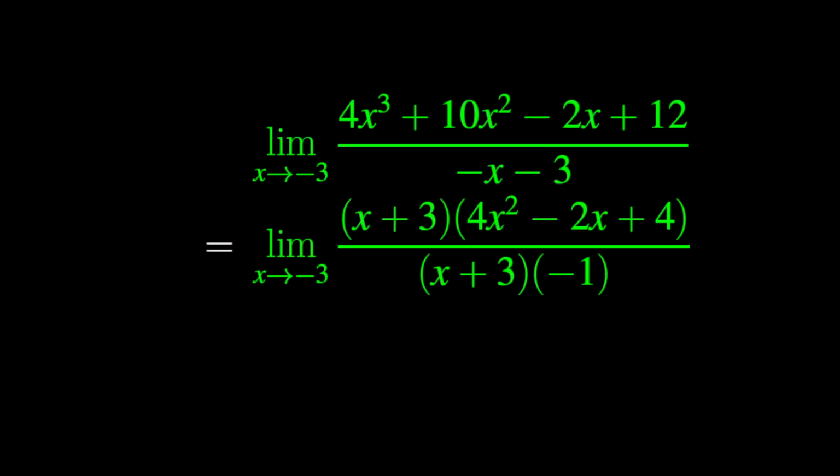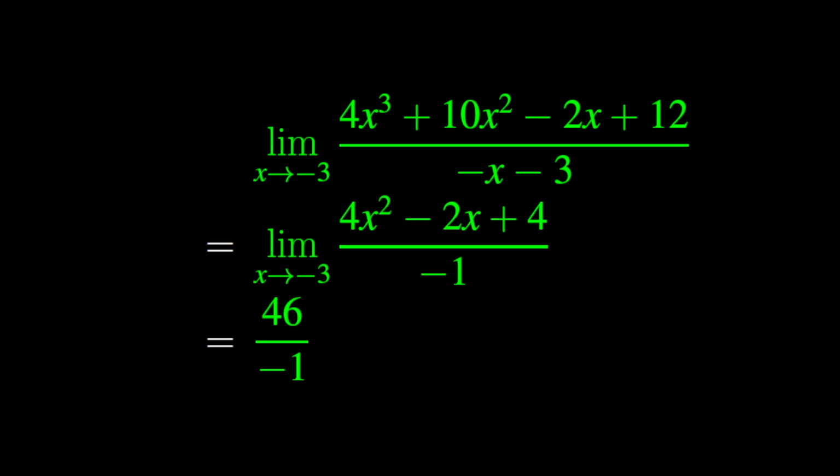We notice that the numerator can be factorized as the polynomial x plus 3, times the polynomial 4x squared, minus 2x, plus 4. And the denominator can be factorized as the polynomial x plus 3, times the polynomial minus 1. The common factor in both expressions that should be simplified is x plus 3. By replacing negative 3 in this new function, we find that the limit is minus 46.